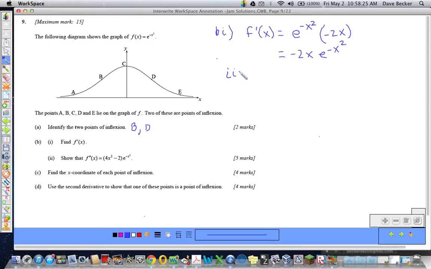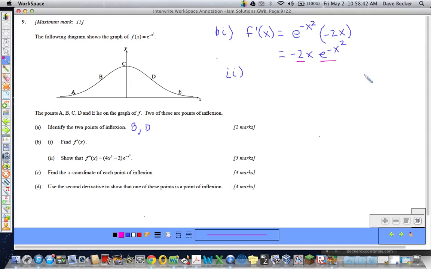So what do we got with part ii? Show that the second derivative is this. Well, you definitely want to do this. This is looking like product rule to me. I have 2 functions here. I have negative 2x and e to the negative x squared.